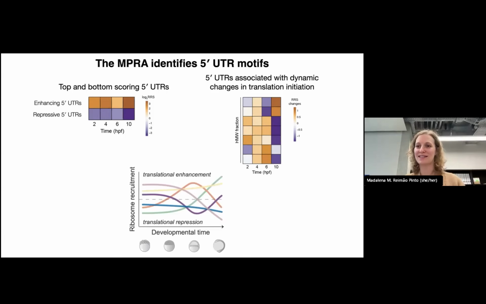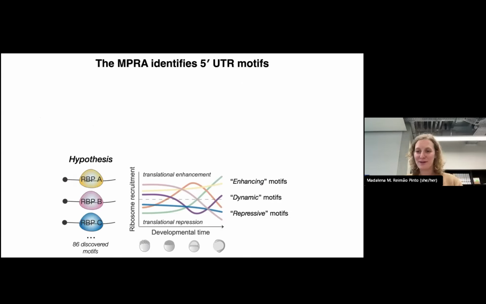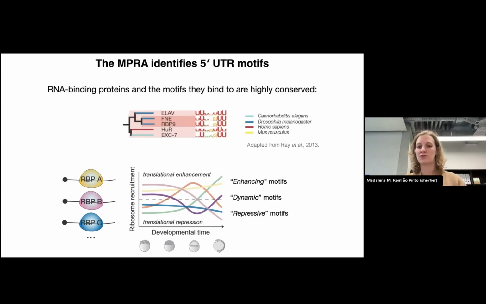So this is a schematic representation of the behaviors that we observed. And we were really excited to find 86 motifs that are enriched differentially between these groups that we termed enhancing, dynamic, or repressive based on the behavior that is associated. And my current favorite hypothesis is that these short sequence motifs are actually recruiting RNA binding proteins, or RBPs, in a sequence-specific manner to regulate translation.